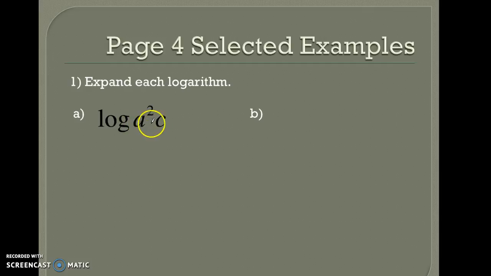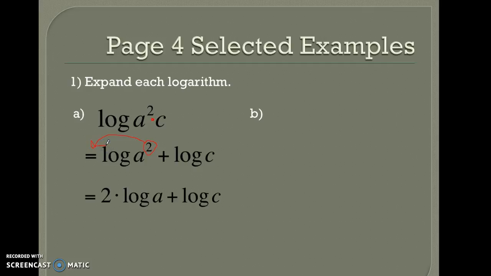Okay, to expand here, we see we have a product of a squared and c. So we're going to use the product rule to expand that by adding the logs. So this is equal to log of a squared plus log of c. And then we're going to use the power rule. The exponent 2 can fall off the log. So this will equal 2 times log of a plus log of c. And this is our final answer. This is expanded.